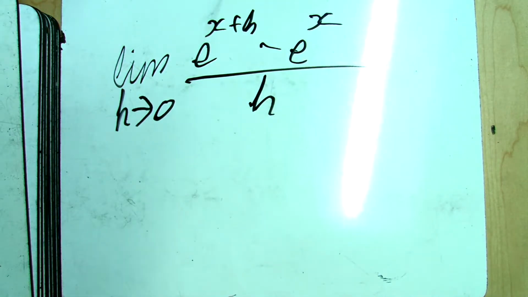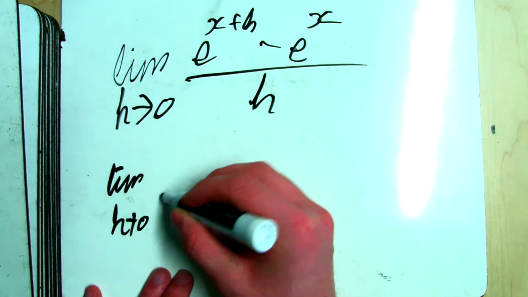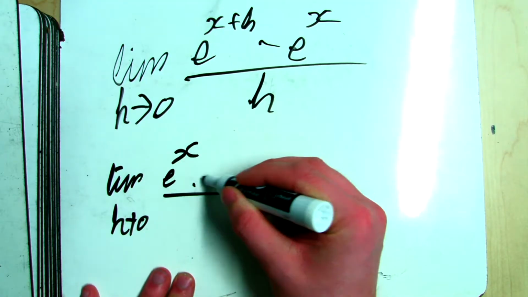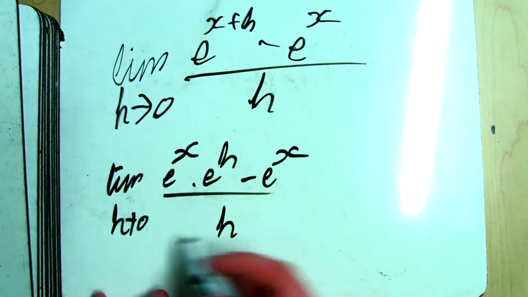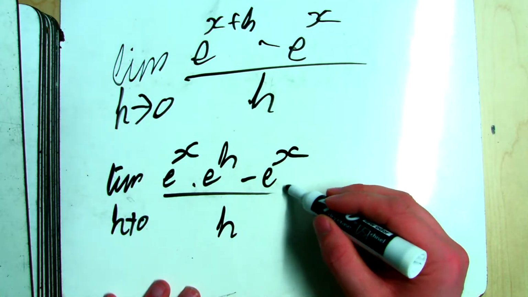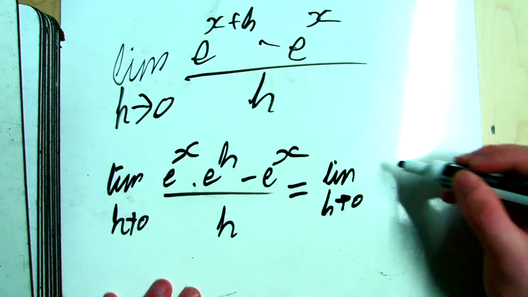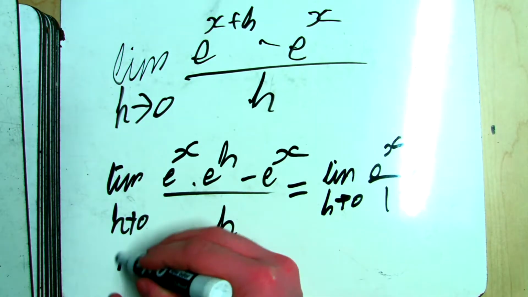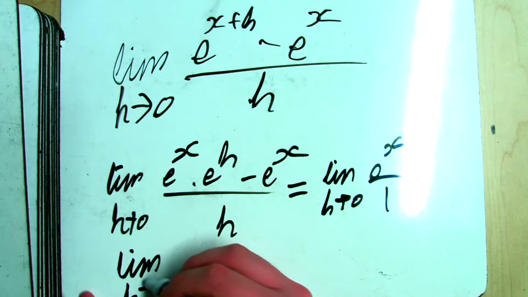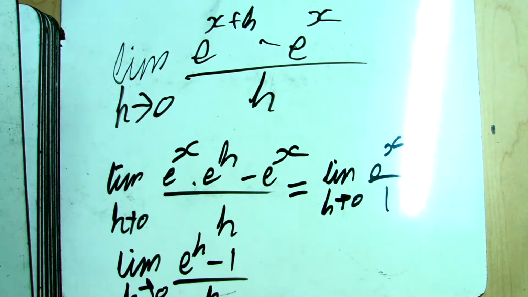And to do so, we first can change it to be the limit as h approaches 0 of e to the power of x times e to the power of h minus e to the power of x, all over h. And then we can factor out e to the power of x to have it equal the limit of e to the power of x over 1 times the limit of e to the power of h minus 1 over h. So now we have this.